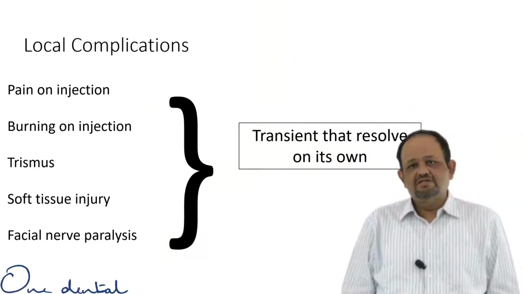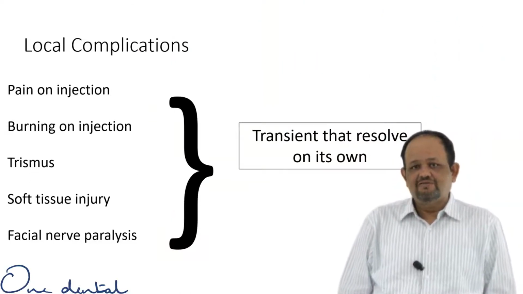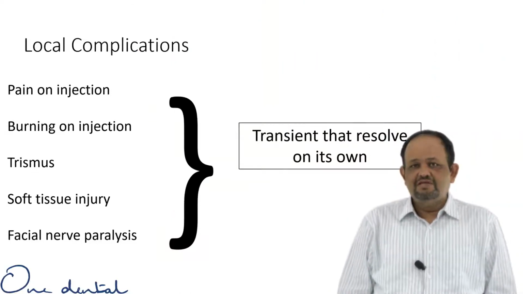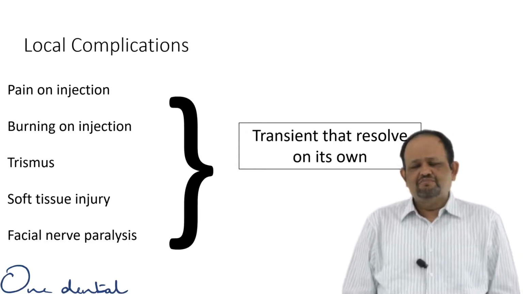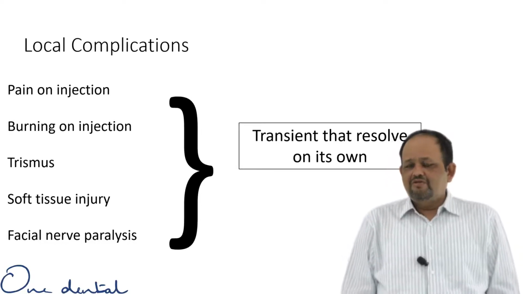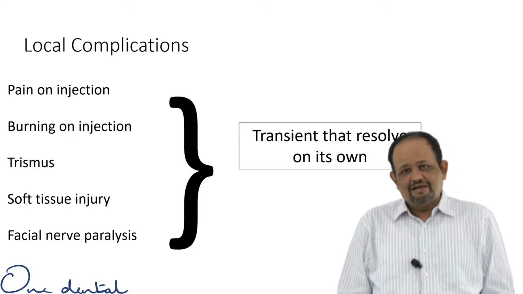The trismus occurs when we usually give an inferior alveolar nerve block and we enter the medial pterygoid muscle inadvertently, because basically being a blind procedure, we cannot be sure about the exact position of the muscle.